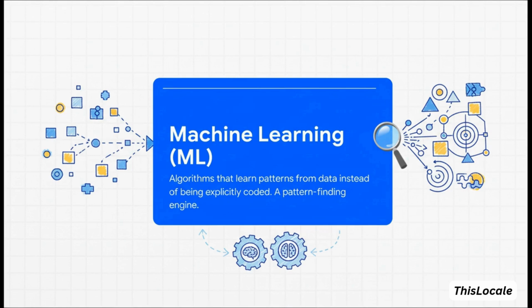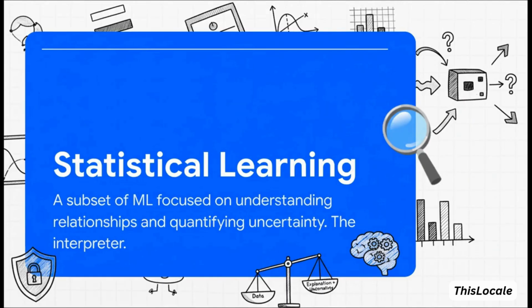Nah, you just feed it a mountain of data, and it figures out the patterns all on its own. Now, on the other side of the coin, you have statistical learning. And if machine learning is the engine that finds patterns, think of statistical learning as the interpreter. It's a part of ML, sure, but it's laser-focused not just on making a prediction, but on explaining the why behind it and, this is key, quantifying the uncertainty.